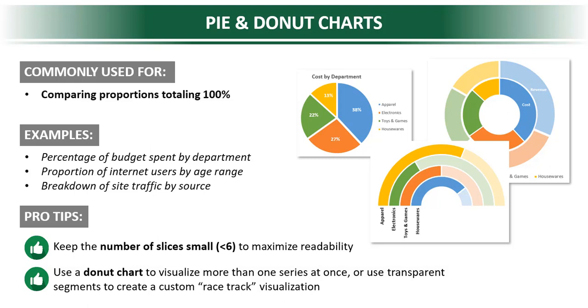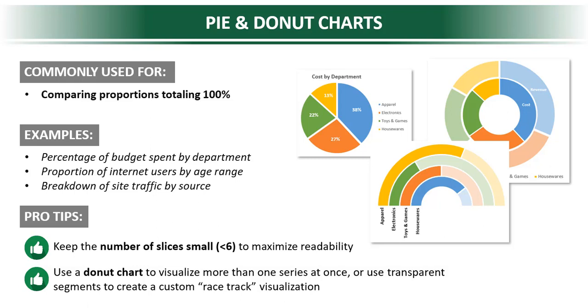There are pro tips. The first pro tip is keep the number of slices small. We need to take fewer slices, that means fewer values. If you are taking fewer than 6 slices, you can maximize readability. You can understand very easily. The second pro tip is use a donut chart to visualize more than one series at once. In the pie chart, you can take only one series of values. In the donut chart, you can take multiple series values. Or you can use transparent segments to create a custom racetrack visualization also.